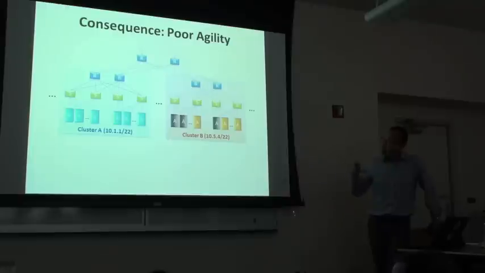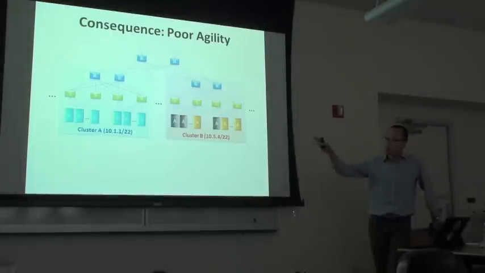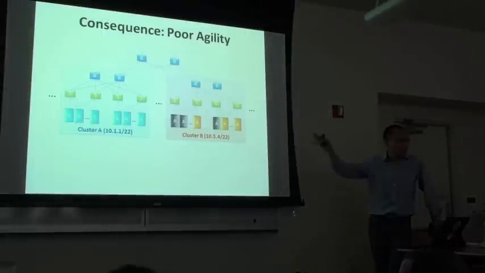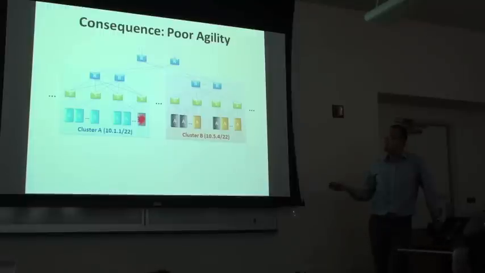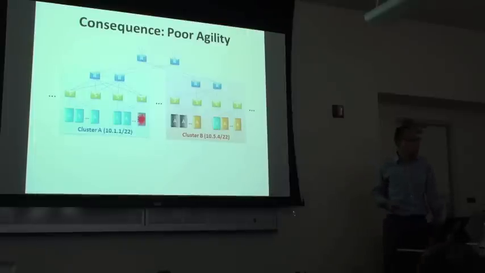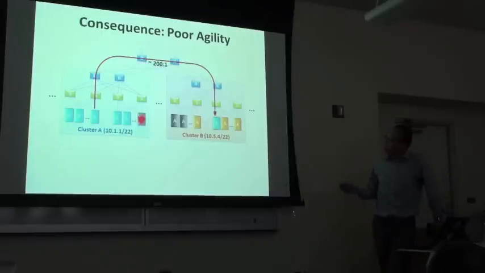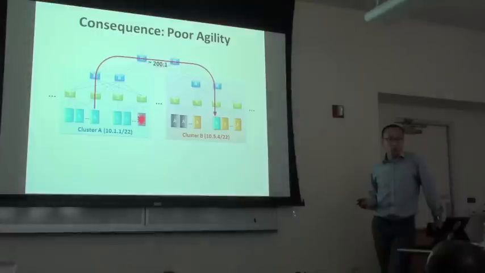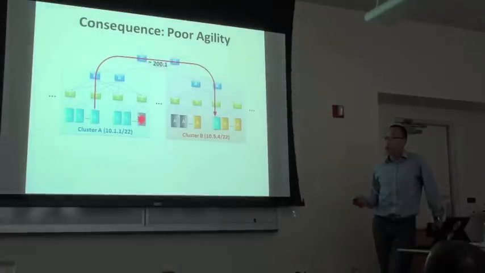Let me give you an example. Suppose you have two tenants, blue and orange, each given servers in cluster A and B respectively. Now the blue tenant just needs a new server because one of its servers has just failed. Now the provider has some available servers in cluster B, so it wants to assign one available server to the blue tenant. But doing this causes a lot of problems. First, the limited cross-cluster bisection bandwidth will damage the performance of the blue service.